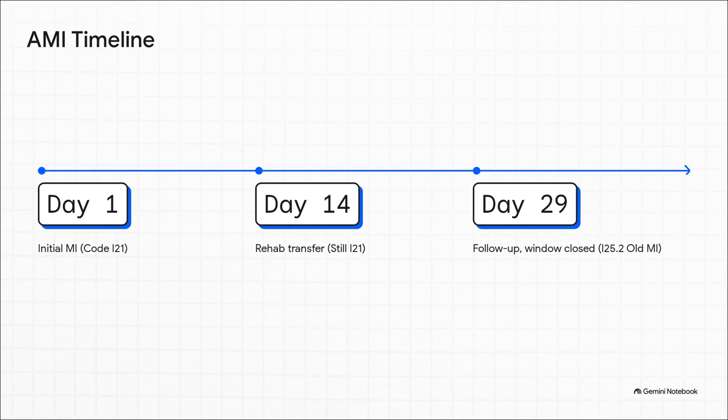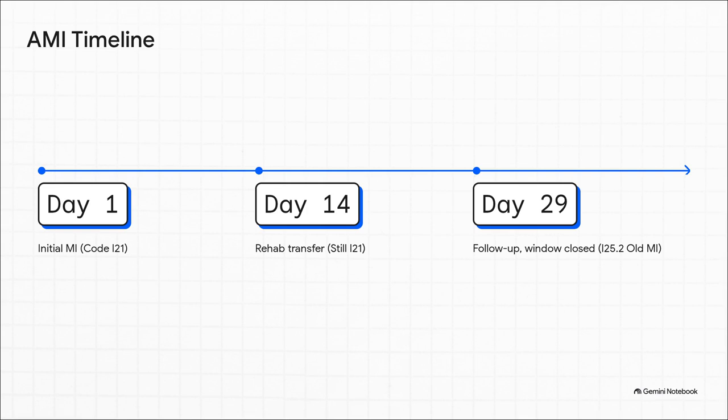Let's walk through a concrete patient timeline so you can see exactly how this works in practice. Day 1, the patient suffers the initial MI. We use the active I21 category code, of course. Now, jump to day 14. They are transferred to rehab. The clock is still ticking, but we are still safely inside that 28-day acute window, so we keep using that active I21 code for the rehab transfer.